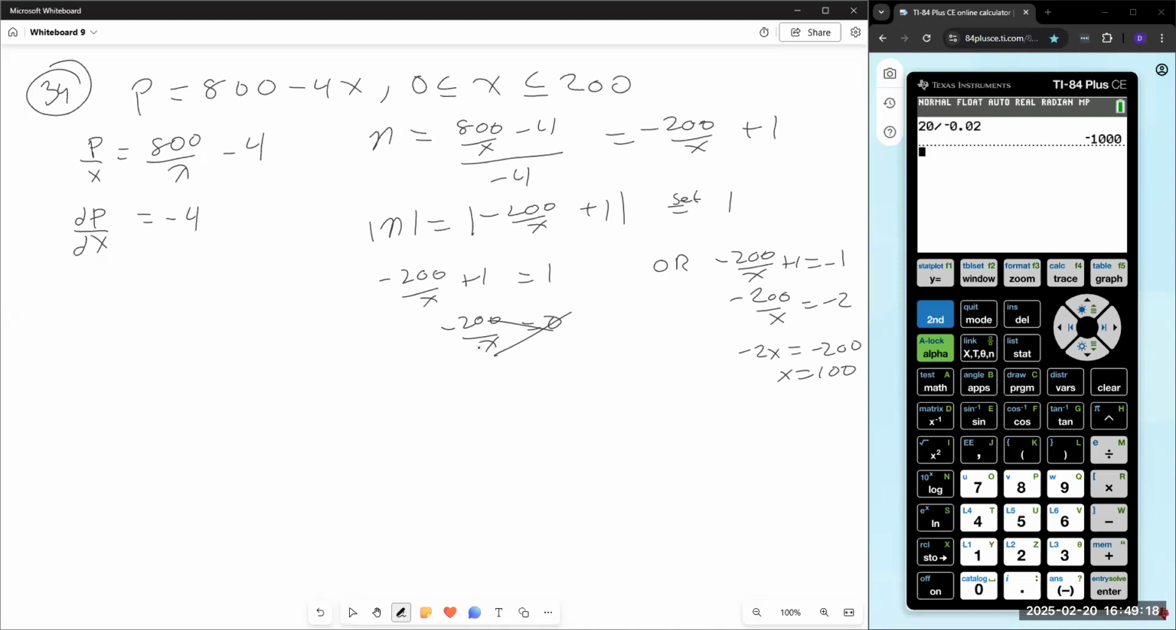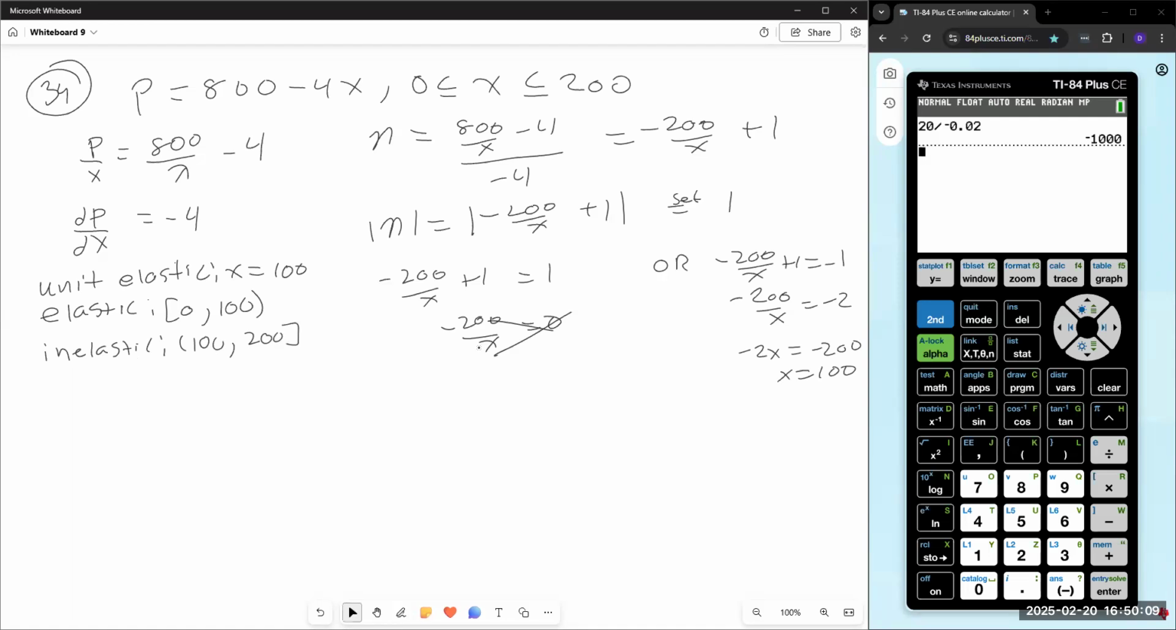So we'll be unit elastic at x equal to 100, will be elastic when x is less than 100, so 0 to 100, and will be inelastic when x is from 100 to 200 included.